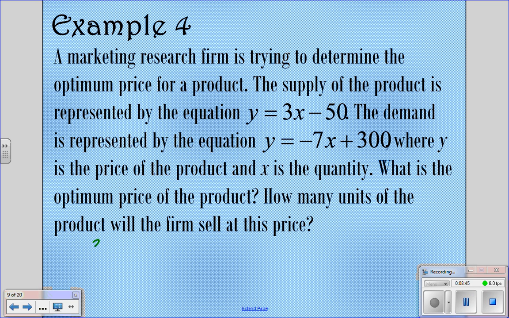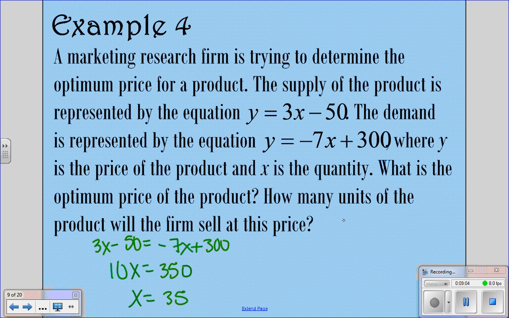Well, where does 3x minus 50 equal negative 7x plus 300? Add the 7x to make that a 10x. Add the 50 to make that a 350. And so my x would be 35. And then if I multiply 3x, so 3 times 35 minus 50, I get 105 minus 50. So my y value is going to be 55.